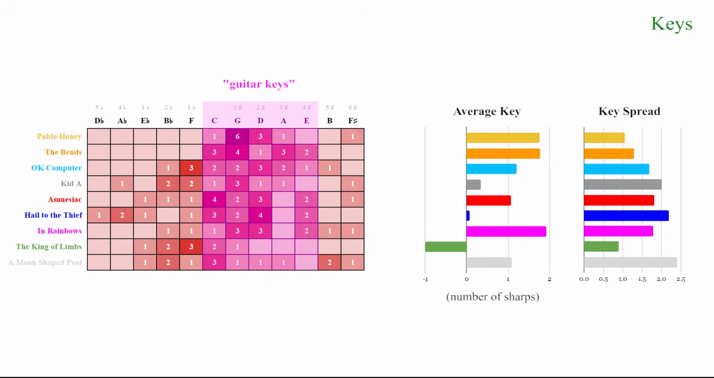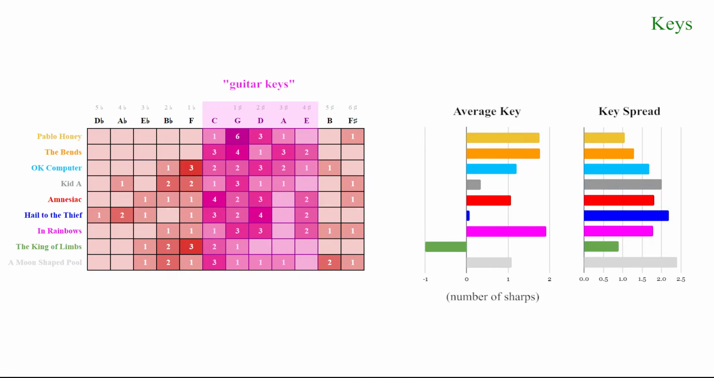On OK Computer, Radiohead began using a few keys with more flats, such as F major and even B flat major. Here, the average number of sharps drops from 1.75 to just 1.2, and the spread increases significantly. This trend continues through Kid A, Amnesiac, and finally Hail to the Thief, on which we even find We Suck Young Blood, Radiohead's sole track in the equivalent key of D flat major with 5 flats. Indeed, this album has the second largest spread of keys.